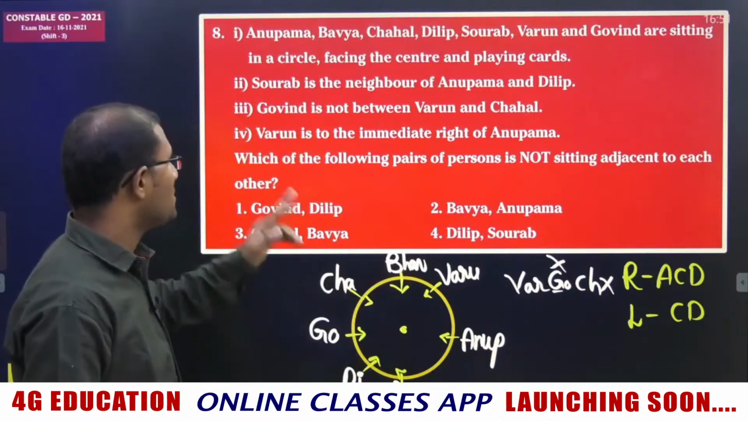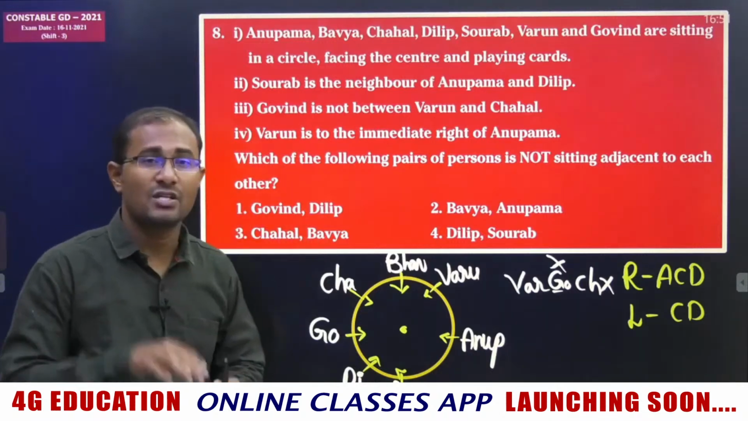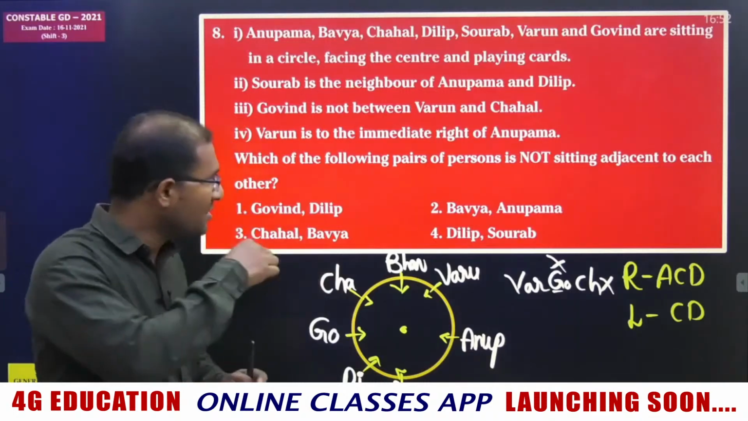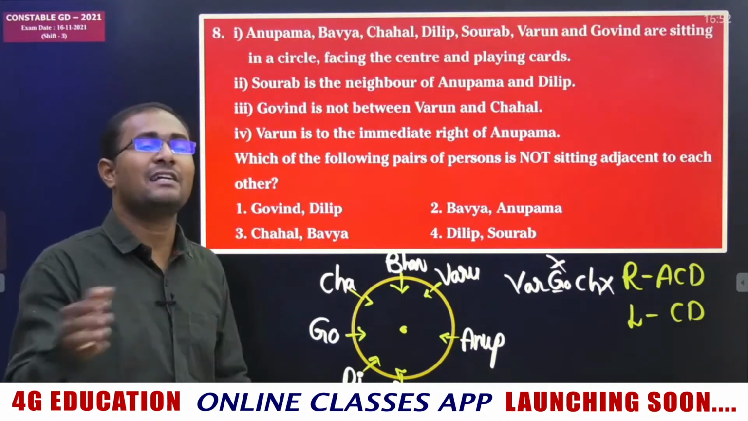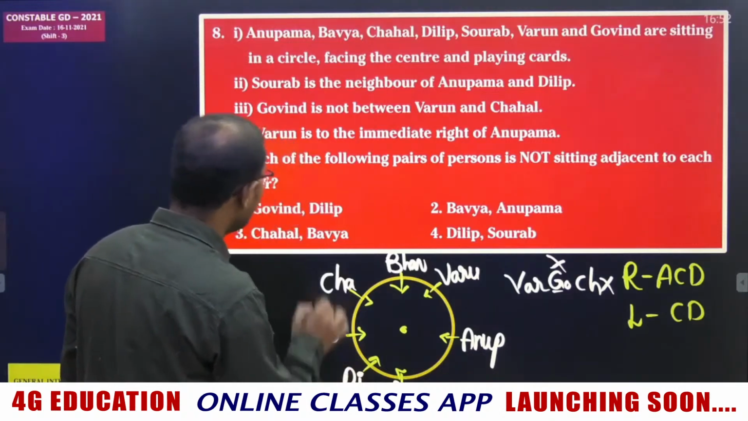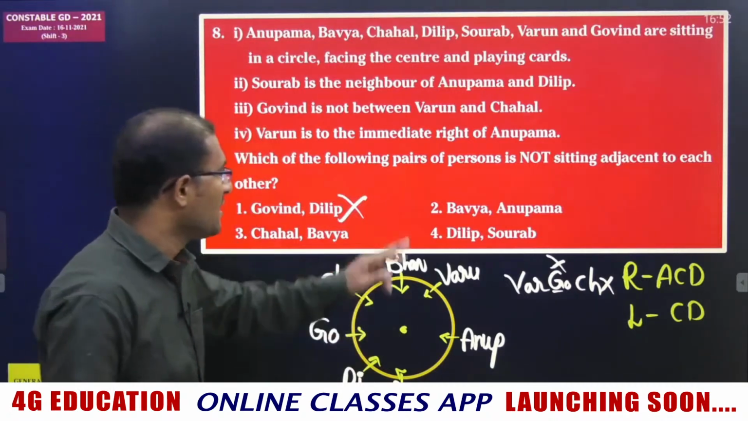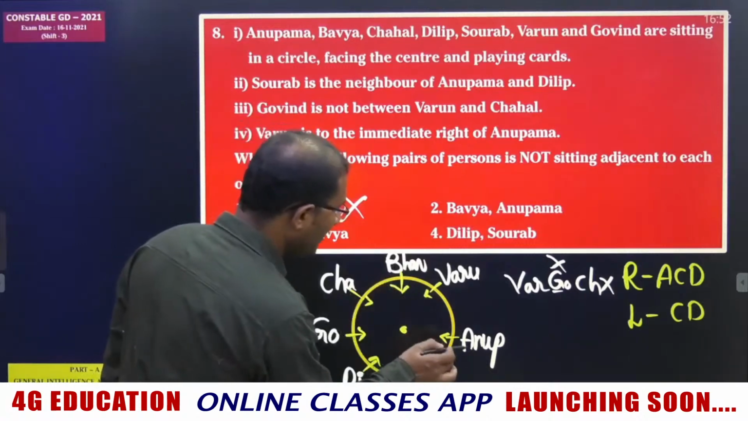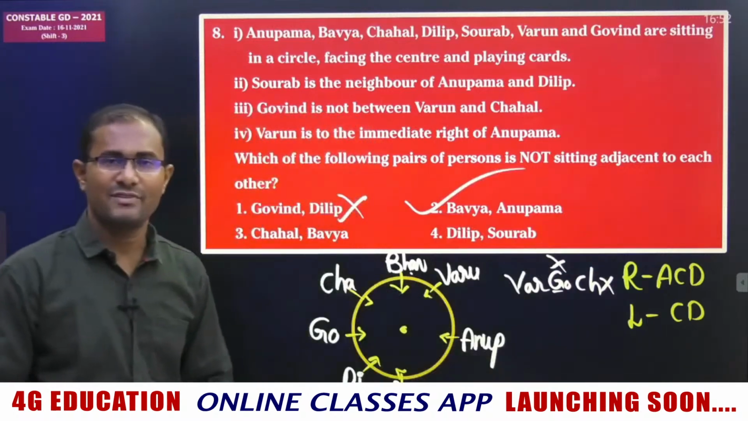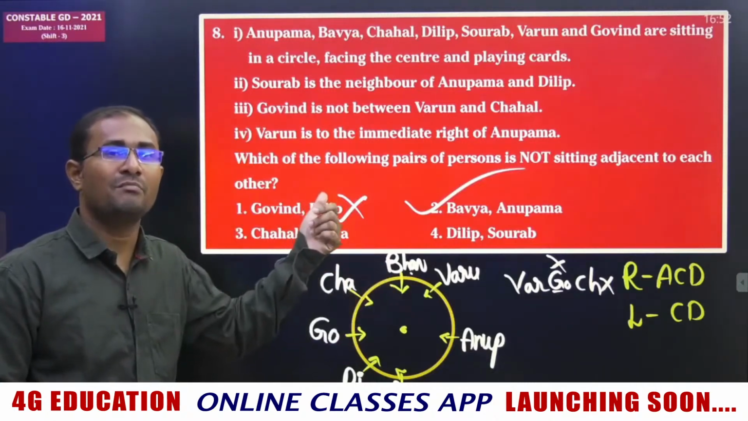Now let us see. Which of the following pairs of persons is not sitting adjacent to each other? He is not asking us who among the people in the options are sitting adjacent to each other. This is not the question. Who among the people in these options are not sitting adjacent to each other? That's the meaning of the question. Now Govind and Dilip, these two people are sitting adjacent to each other, but the question is asking us who are not sitting adjacent to each other. Now Bhavya and Anupama, if you see, they are not sitting adjacent to each other. Yes, that's what they are asking us.